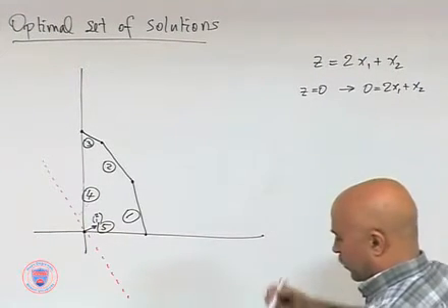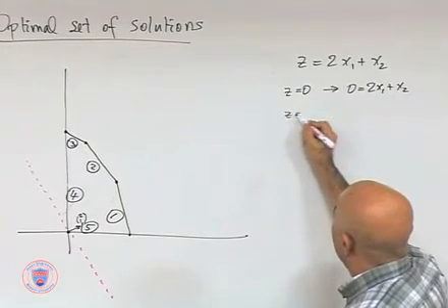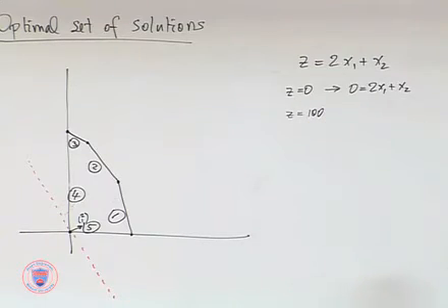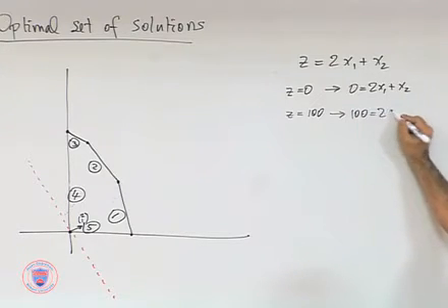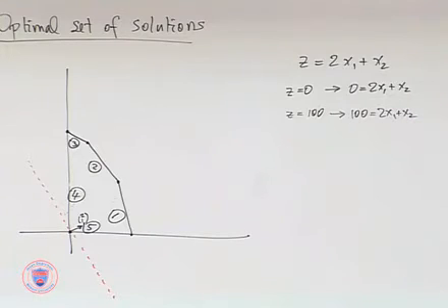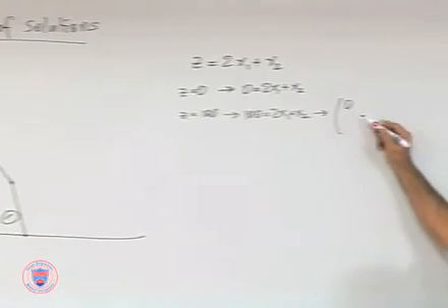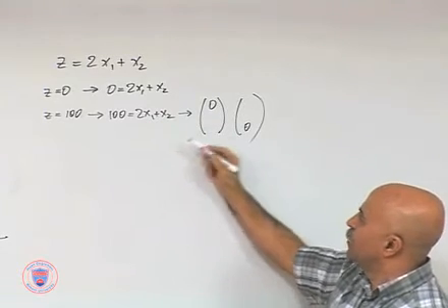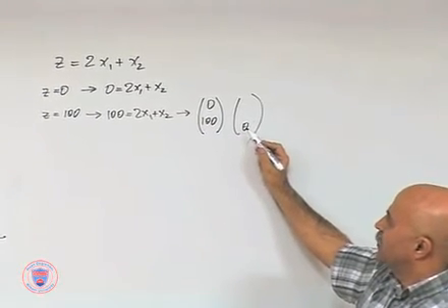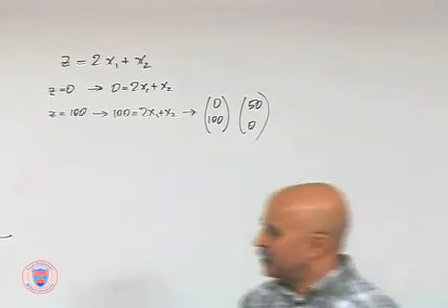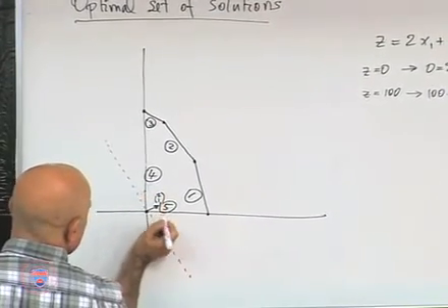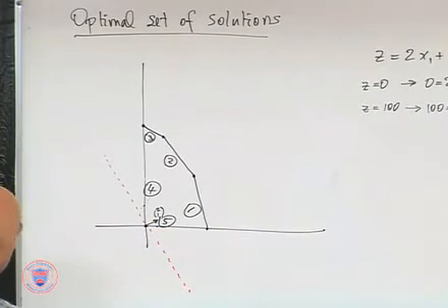All right, what about z equals, say, 1,000? Well, that's too large. Let's make it 100, okay? In that case, of course, the equation will be 100 equals x1 plus x2. What are the intercepts for this? When the first component is 0, x2 will be 100. When x2 is 0, x1 will be 50. So it goes through the points (0, 100) and (50, 0), which is somewhere like this.